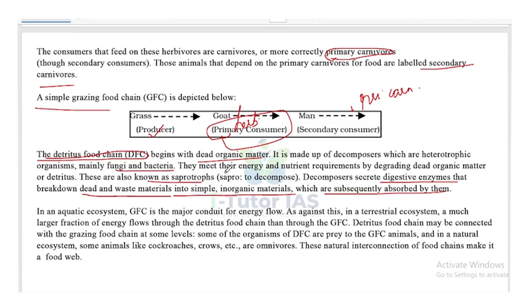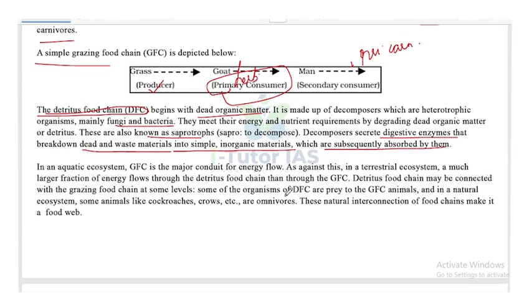They release digestive enzymes, and it breaks down the dead and waste materials into simple inorganic materials, and they absorb it. In the aquatic ecosystem, the grazing food chain is the main conduit of energy transfer. Against this, in the terrestrial ecosystem, a much larger fraction of energy flows through the detritus food chain than the grazing food chain.